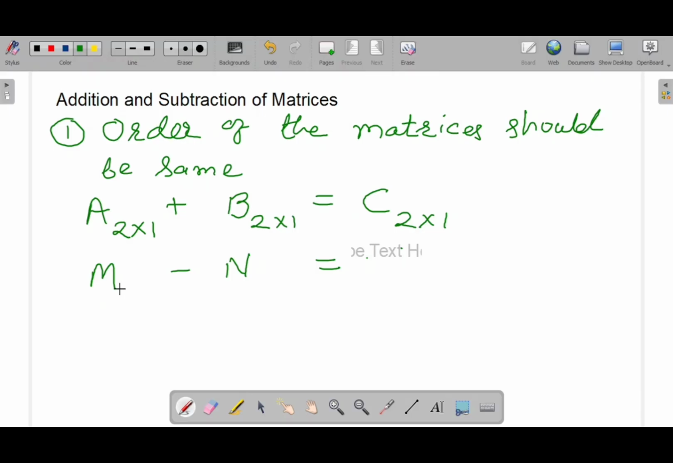Let's say the order of matrix M is 2 by 2, then you can subtract matrix N only and only if the order of matrix N is 2 by 2. Here also, whatever matrix you get as a resultant, the order of that matrix will also be 2 by 2. So this is very important to understand before we go ahead with the addition or subtraction of matrices.